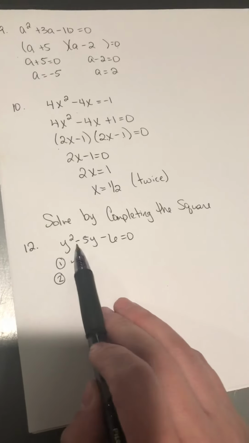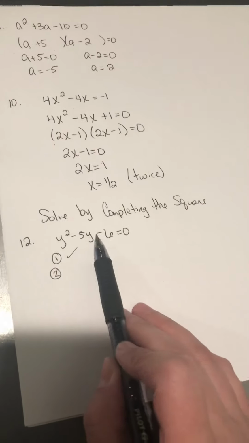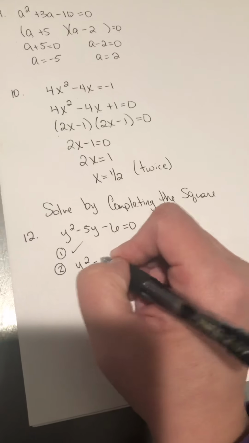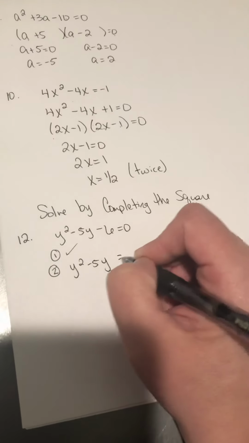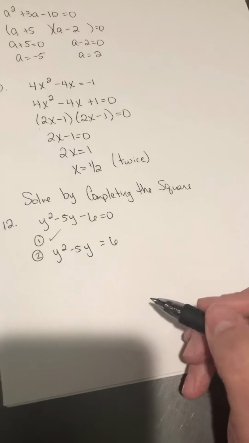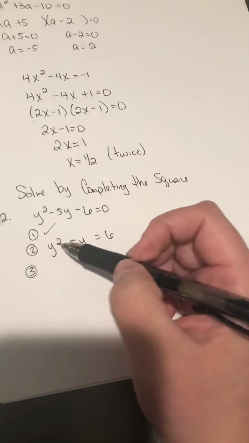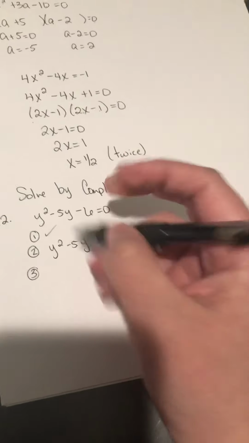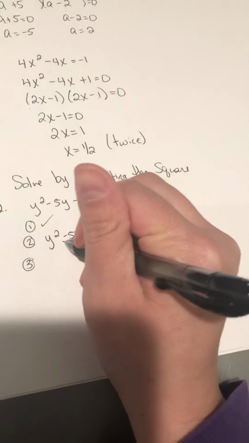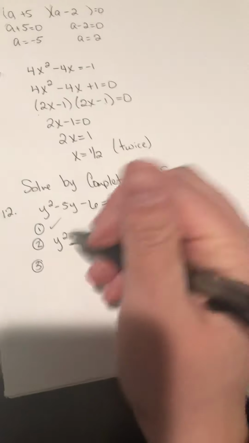So step 2, unlike with the factoring where we wanted 0 on one side, we want to put our constant on one side and then our variables on the other. So we're going to put y squared minus 5y and add 6 to both sides. So 0 plus 6 is 6. So that's step 2. Step 3 is the squared part, where you add in something squared. So what you want to do is take whatever's in front of your linear term to the first power, divide it by 2, and square it, and add that to both sides.